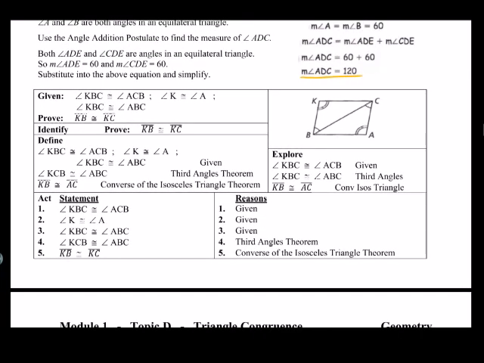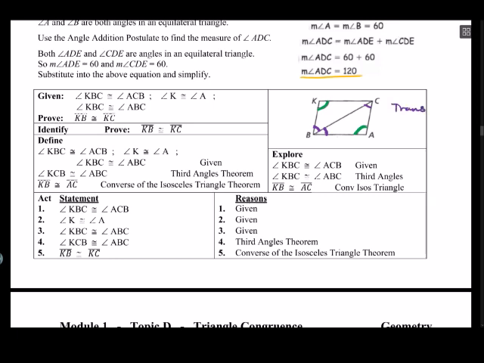And an example proof for us. Angle B and angle C are congruent. Angle K and angle A are congruent. And we are told that angle KBC is congruent to angle ABC. So this one and this one are congruent. That means that they're also congruent to C, that we could use transitive property. So maybe a transitive property here.